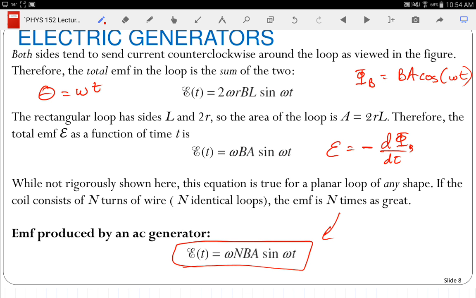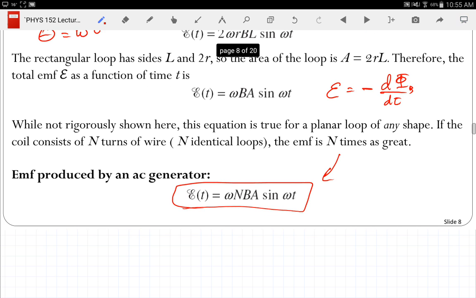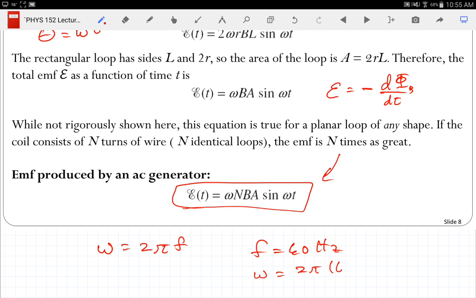Anyway, they were trying to do 60 hertz. So if you're trying to do 60 hertz, you need omega to be the right frequency. For 60 hertz, remember, omega is equal to 2 pi f. So if f is equal to 60 hertz, then omega is equal to 2 pi times 60 hertz, which equals 120 pi radians per second.